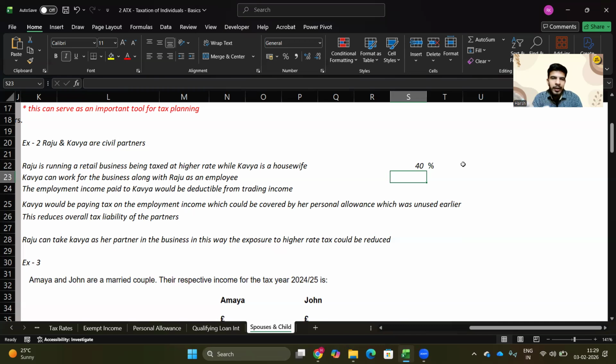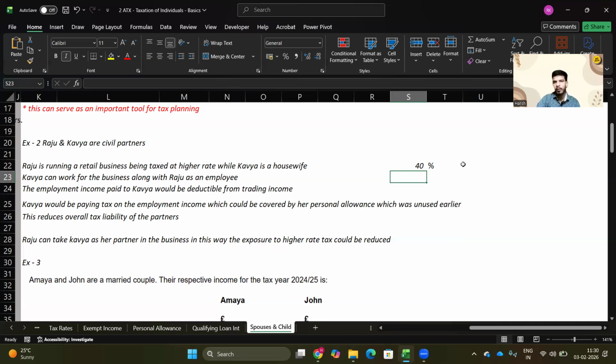It shouldn't be a tax planning strategy for you, a tax avoidance strategy for you. The housewife should put in hours, and certain other conditions need to be met. Okay, it isn't as simple as this. So the employment income paid to Kavya.